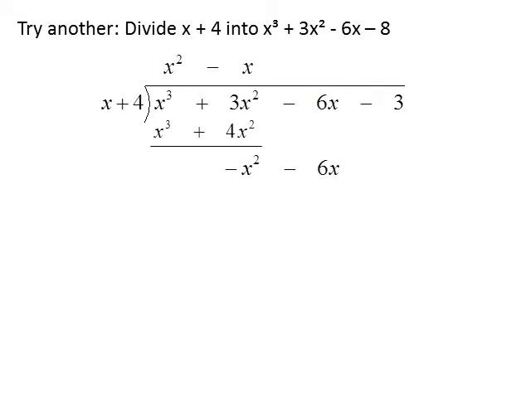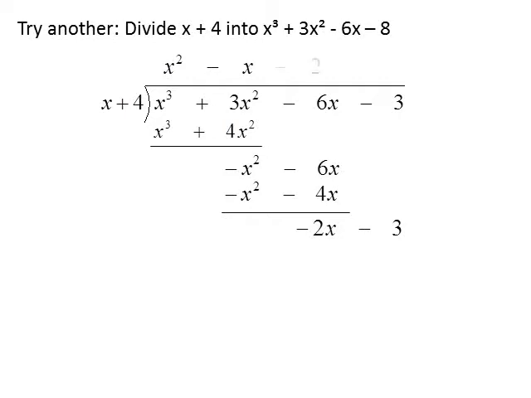So I do negative x times x plus 4. So that's negative x squared minus 4x. And I subtract again. Remember, I'm subtracting. So negative x squared minus negative x squared is 0. And negative 6x minus negative 4x is negative 2x, because that's the same thing as adding. Then I bring down the next 3.